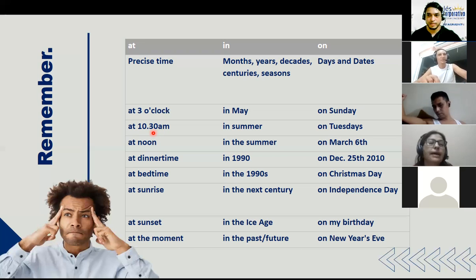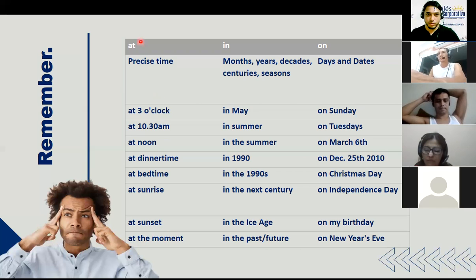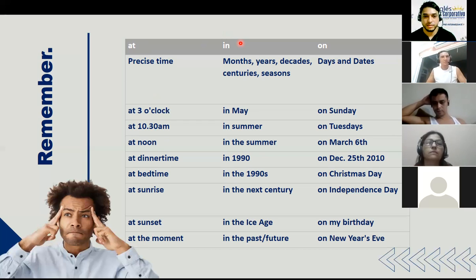Es decir, de que pues at es un tiempo preciso, ¿verdad? Yes. A specific time. Específico. Para decir una hora en específica. Exacto. Y también para decir al mediodía, al dinner time, que es en la cena, at bedtime, at the time we go to sleep, at sunrise, al amanecer, at sunset, al atardecer, and at the moment, that is right now. So we use at to talk about a specific time. Okay, thank you, teacher. That is very clear. You're welcome. Any other question about at? No. Okay, let's go to the other one.